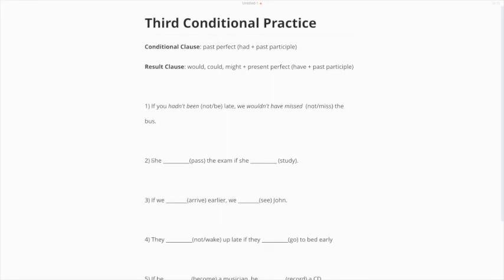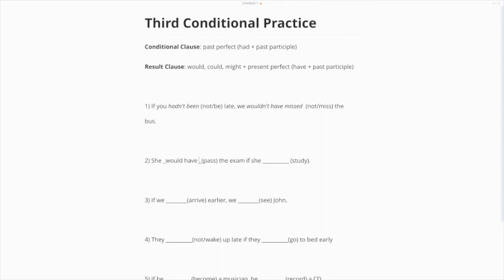Here, because we don't start with the if, that means that the first clause is going to be the result clause, and we're going to use the present perfect and would, could, or might. So let's start right there. She, we're going to use would again. She would. And then the present perfect. Remember, we start the present perfect with the word have. She would have. And the main verb we're going to use is the verb pass, which needs to be in the past participle.